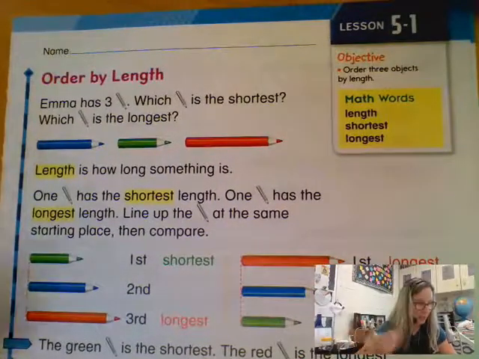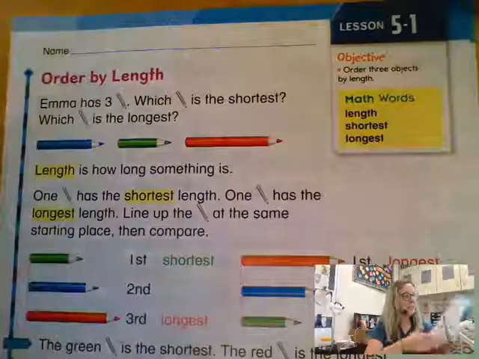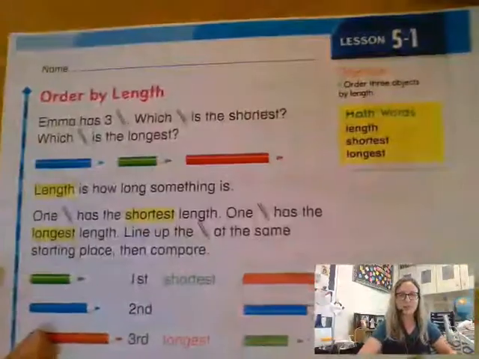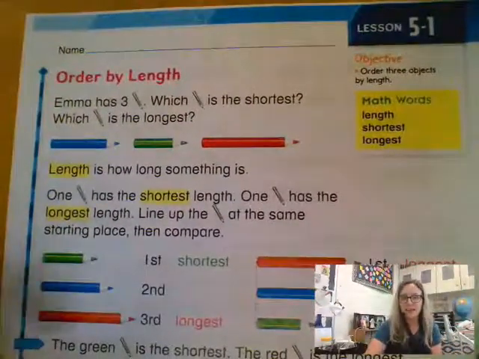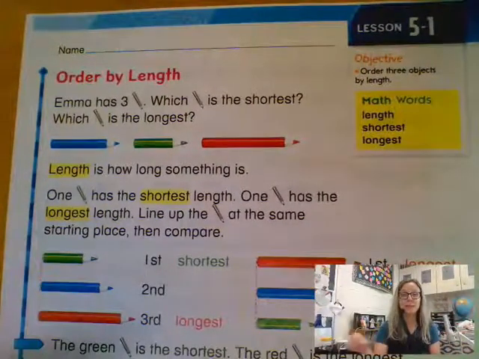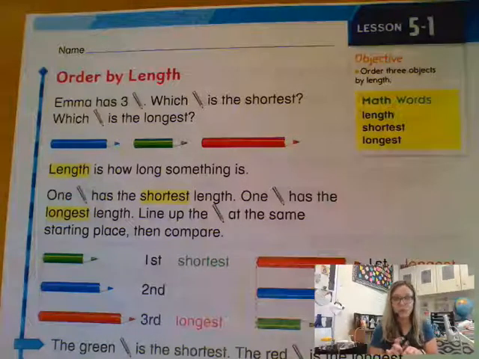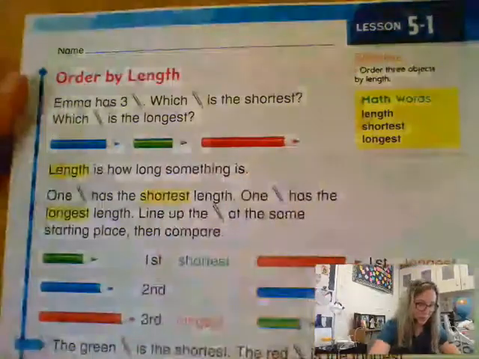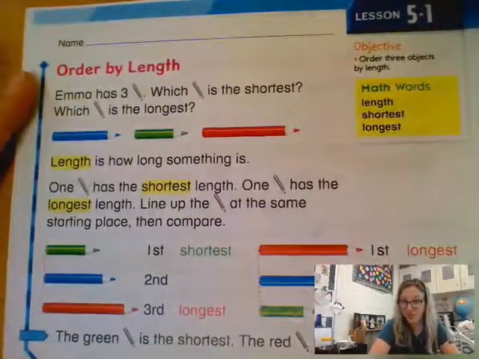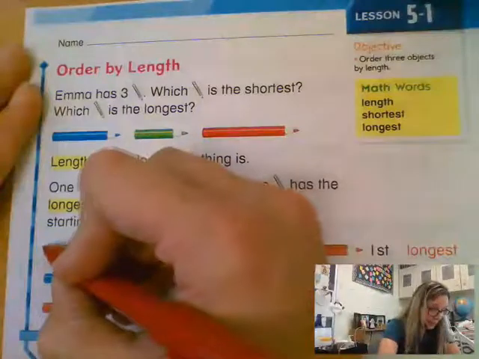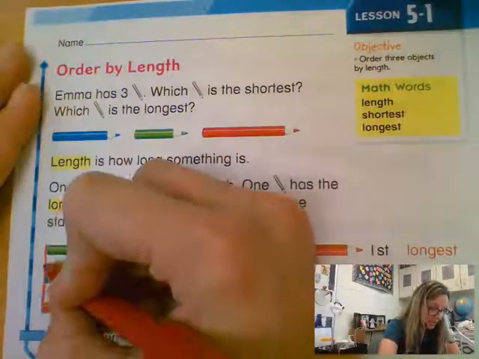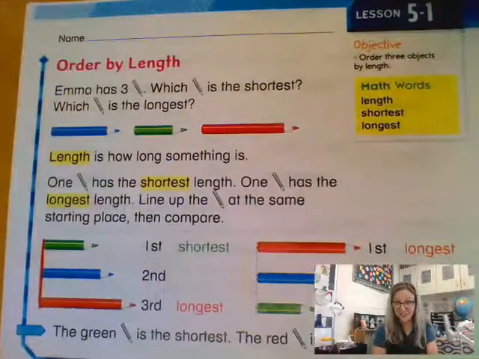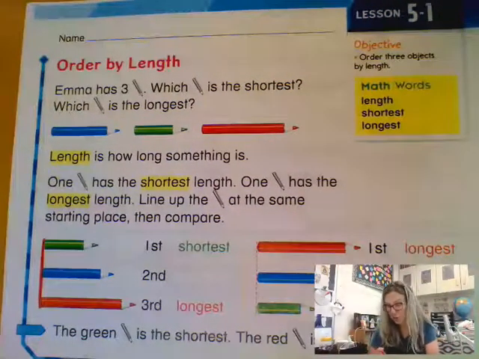On page 163 in your math books, I'm going to switch here so I'm writing on these ones. It says Emma has 3 pencils. Which one is the shortest and which one is the longest? Well, in order to figure that out, the first and most important thing that we have to do is make sure that they all start at the same spot. If we start them all at different heights, it's impossible to tell which one is longer.